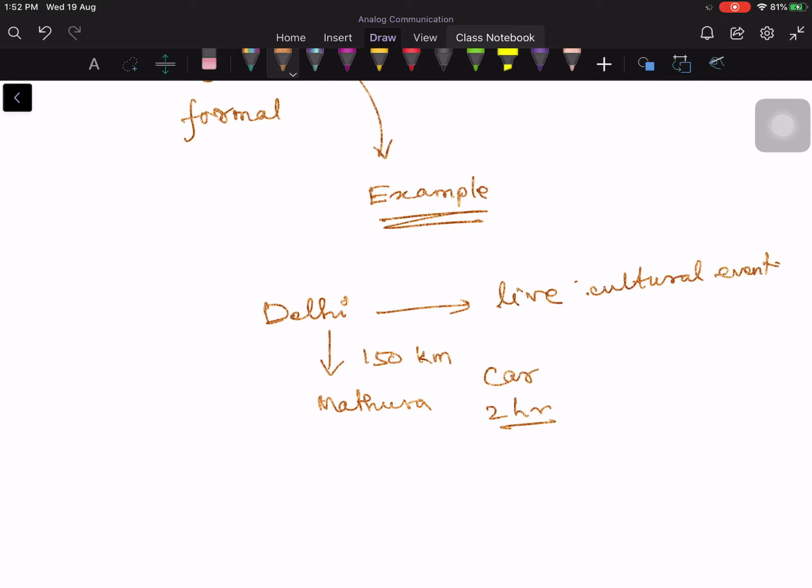Thus there are two important aspects to be observed in this example. The first one is you. You are sitting in Delhi, so this is your message. Because you are the message, you want to go and attend the function at Mathura. The second one is the transportation vehicle, which is the carrier. So you are taking the carrier, the car, right? That car is going to be the carrier.